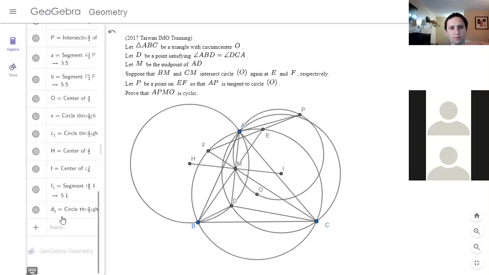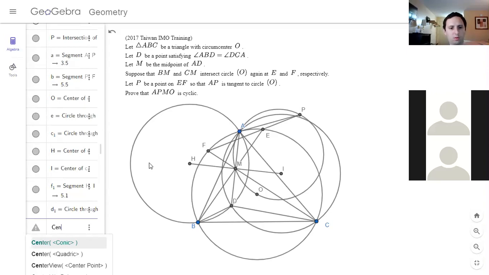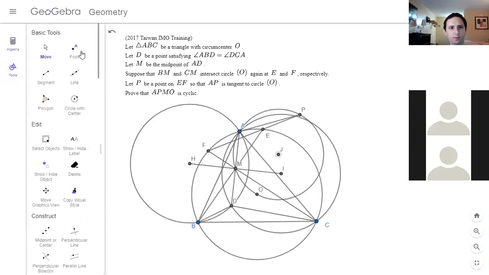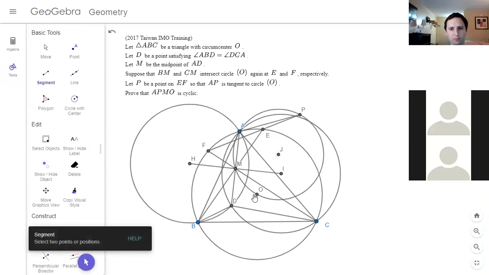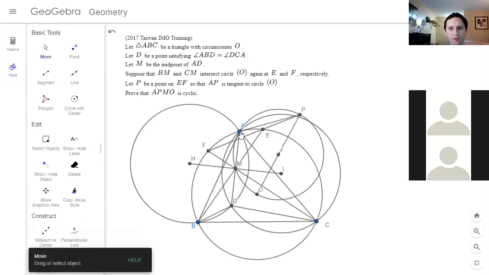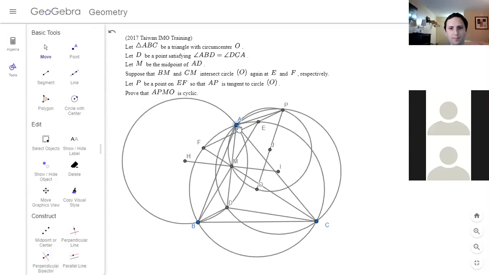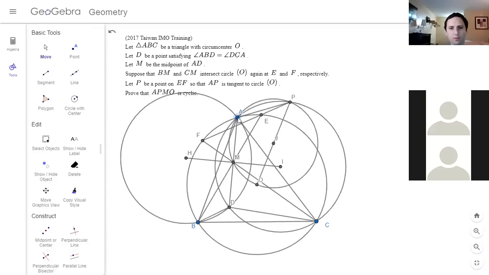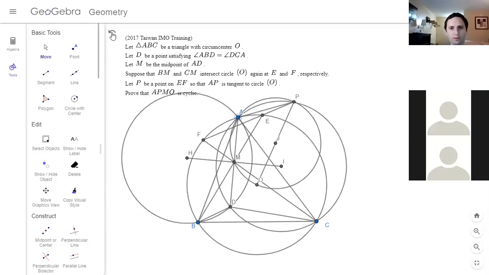Let me draw the center of the circle. Maybe PJ. I don't think PJ and O are collinear, but it's worth a guess. Ah, looks like it. Let's see if that's a coincidence or not. Yeah, P is the antipode of O. That's pretty interesting.